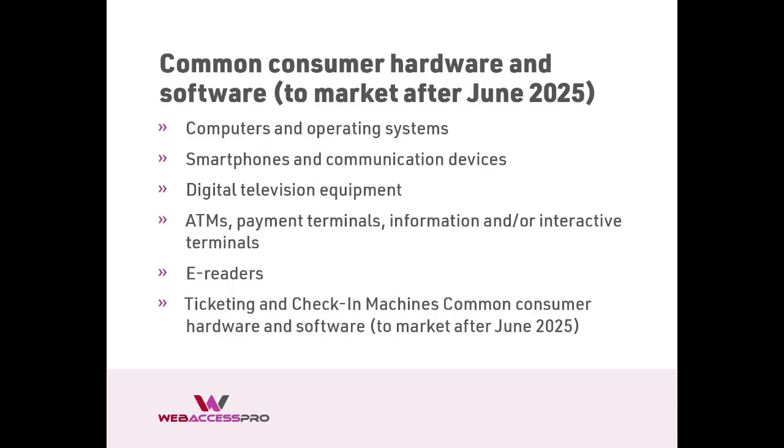So what does the EAA apply to? First, it applies to commonly used products that are used by consumers. These are things like computer hardware and operating systems. And it's products placed on the market after June 28, 2025 that will have to comply. Smartphones and different communication devices, digital television equipment, ergo smart TVs, e-readers, and other consumer technologies, ticketing machines, check-in machines, ATMs, and self-service devices used in transportation, finance, and other similar situations, payment terminals. The aim is to make sure that consumers with disabilities have equal access to the same technology and benefits that the technology brings.